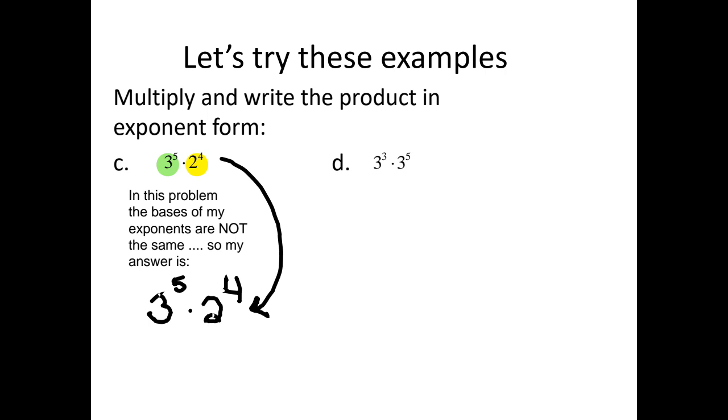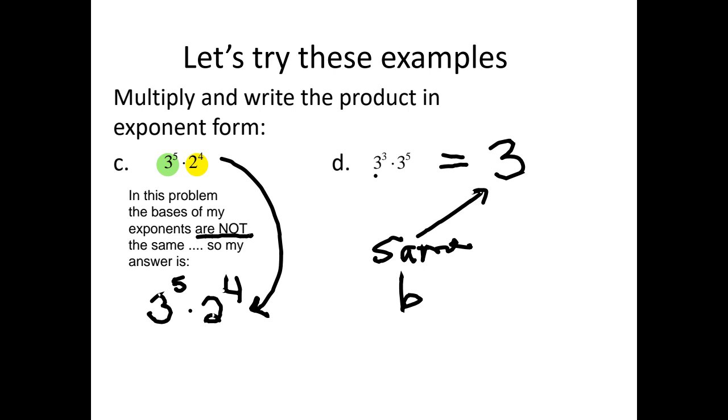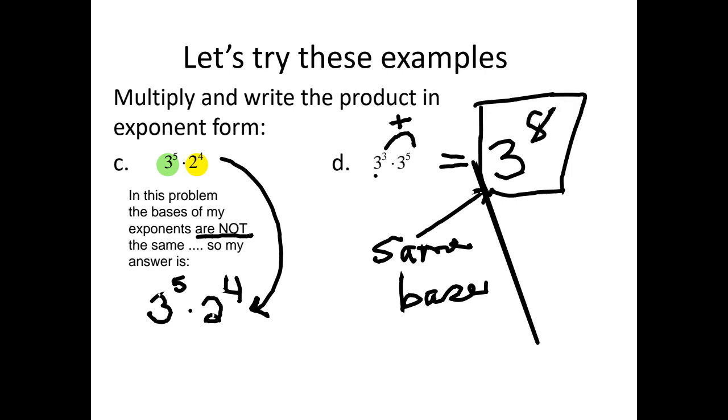But look here. I have a 3 to the 3rd power. I have 3 to the 5th power, which means the same base, 3 plus 5 is 8. This is my answer. Okay.